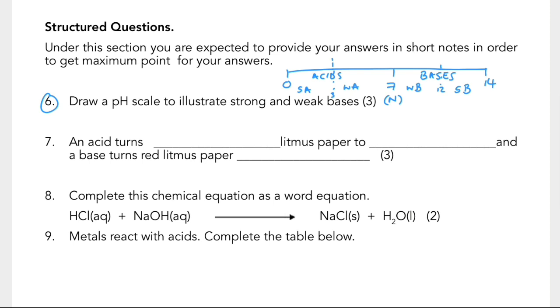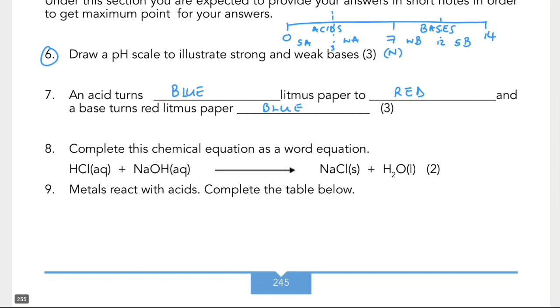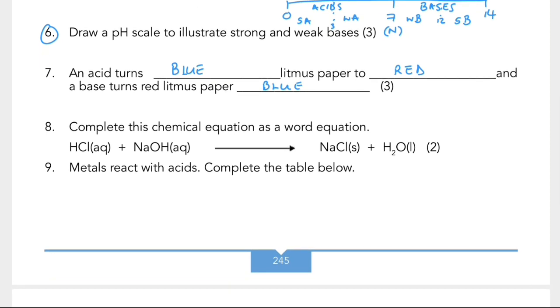Then we have number 7, an acid turns dash litmus paper to. So an acid turns blue litmus paper to red, and a base turns red litmus paper blue. We've completed that one.